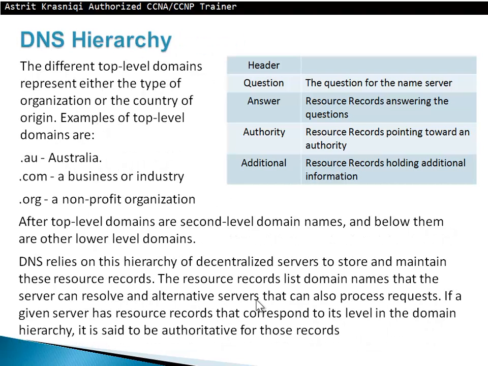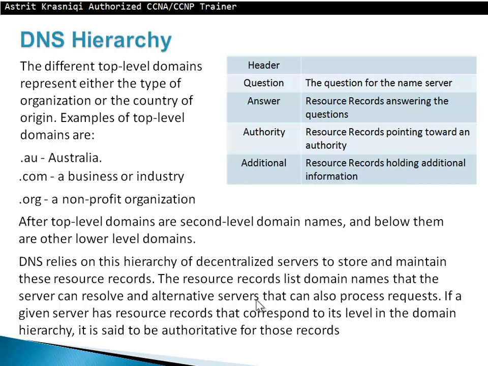DNS hierarchy. The different top-level domains represent either the type of organization or the country of origin. Examples of top-level domains are .au for Australia, .com, a business or industry, or .org, a non-profit organization. We have .co.uk, what else? .mil for military, and so on. So all these are top-level domains. After the top-level domains are second-level domain names, and below them are other lower-level domains.